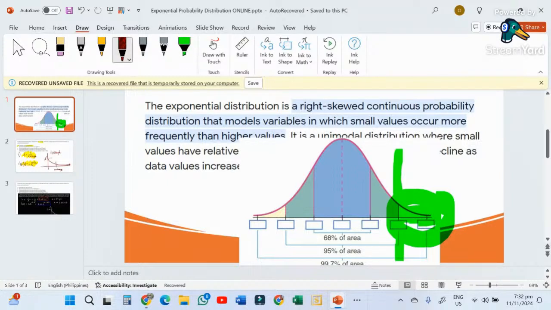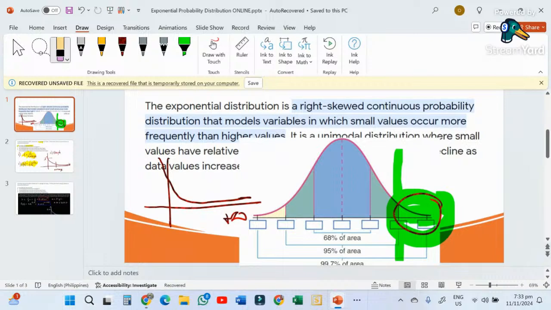Because in the exponential distribution, you are going to concentrate on that line that goes to positive infinity. Okay, so this part here is your concentration, the small values. So when the small values become the superstar, then you have to subject your analysis to exponential probability distribution.